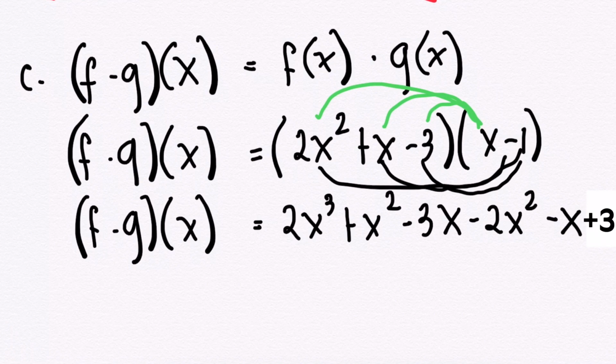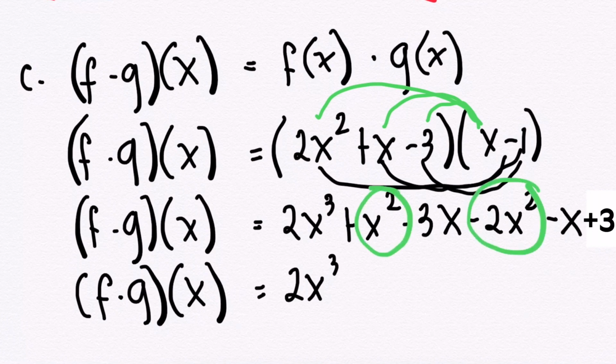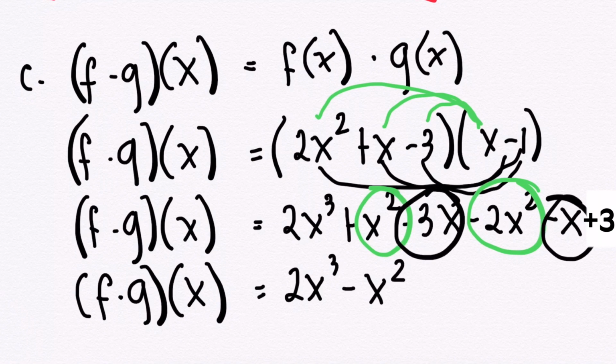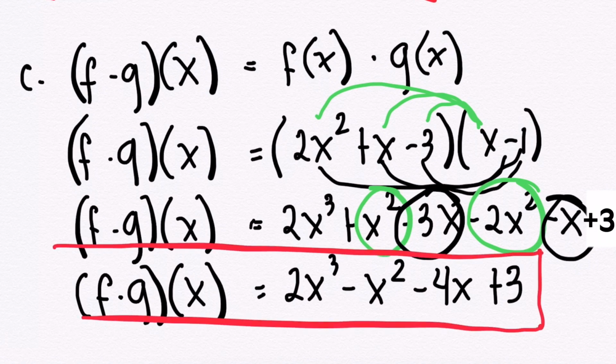Next, we are going to combine similar terms. F times g of x is equal to 2x cubed, x squared minus 2x squared is negative x squared. Negative 3x minus x is negative 4x plus 3. So the answer is f times g of x is equal to 2x cubed minus x squared minus 4x plus 3.